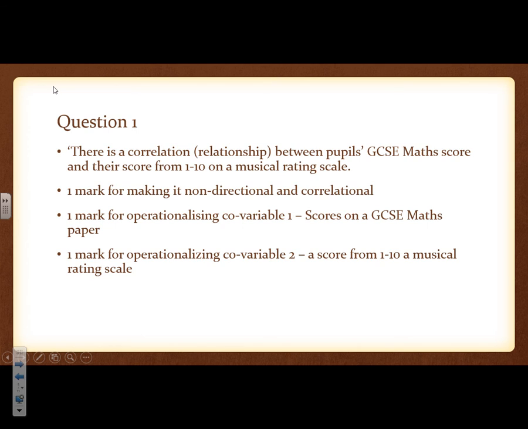So 1 mark for making it non-directional and correlational. So you get 1 mark for doing both those things. If you just said there'd be a correlation, not whether it be positive, not whether it be negative, you get 1 mark. If you didn't do that, you don't get any marks. If you get that first mark, you can access the second mark.